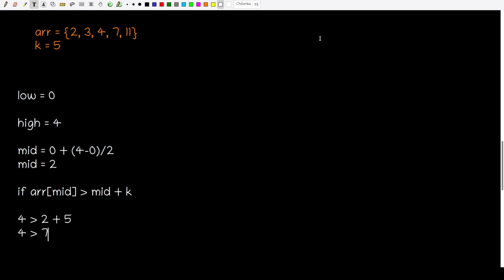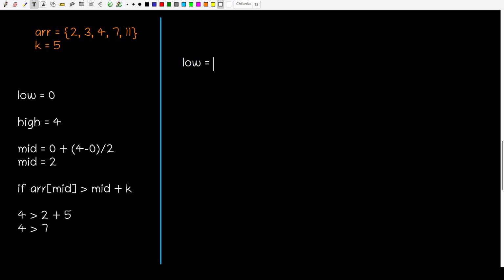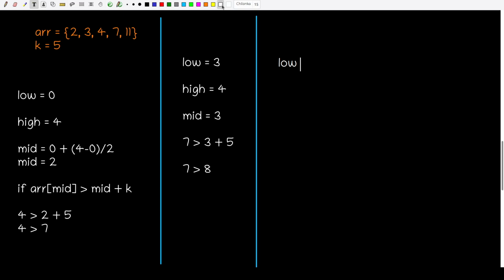So for that reason, we are going to set low equal to mid plus 1. So low becomes equal to 3 and high is equal to 4. Let's compute mid. Mid will be equal to 3 in this case. Again, let us check if arr[mid] is greater than mid plus k. So arr[mid] is 7 in this case. Is 7 greater than mid plus k? As we can see, 7 is not greater than 8, because of which we are going to again update our low. So low will be equal to 4 and high will be equal to 4.